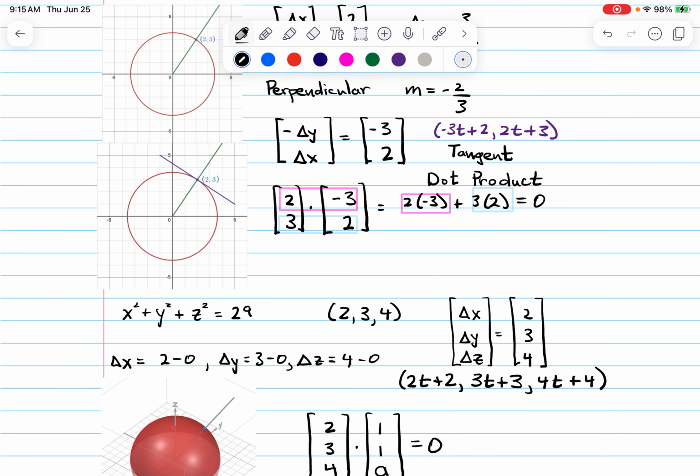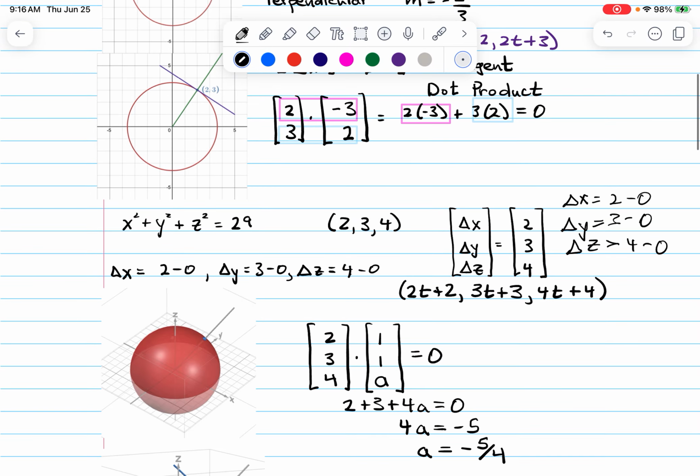And of course I get the delta x from taking the one point, 2, minus the other, because I've got 0, 0, 0 as the origin. Delta y is 3 minus 0, and delta z is 4 minus 0. Okay, so in other words, I've got my array with the delta x, y, and z. So the line that I'm looking at right here is 2t plus 2, and then 3t plus 3, 4t plus 4. And this is that equation right there.